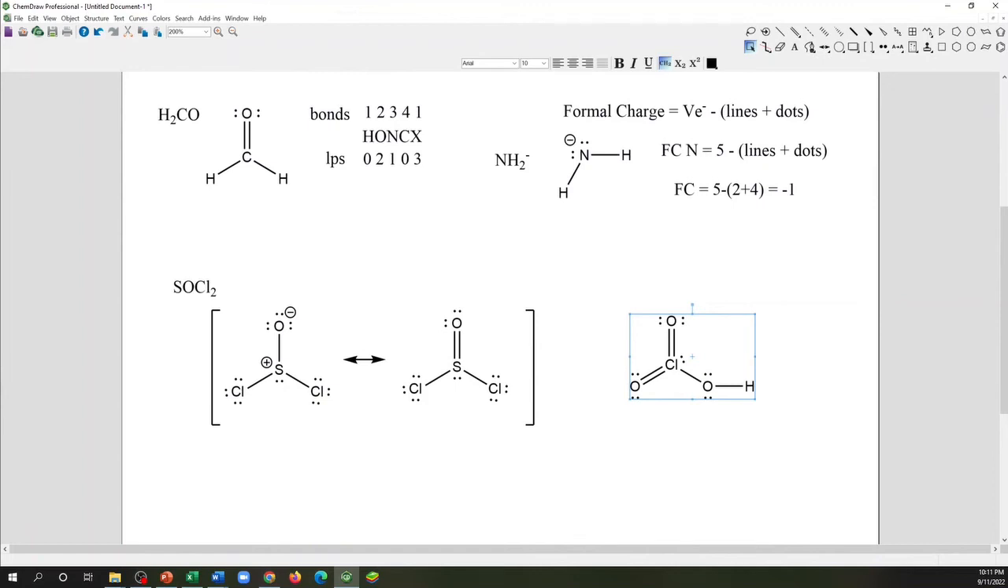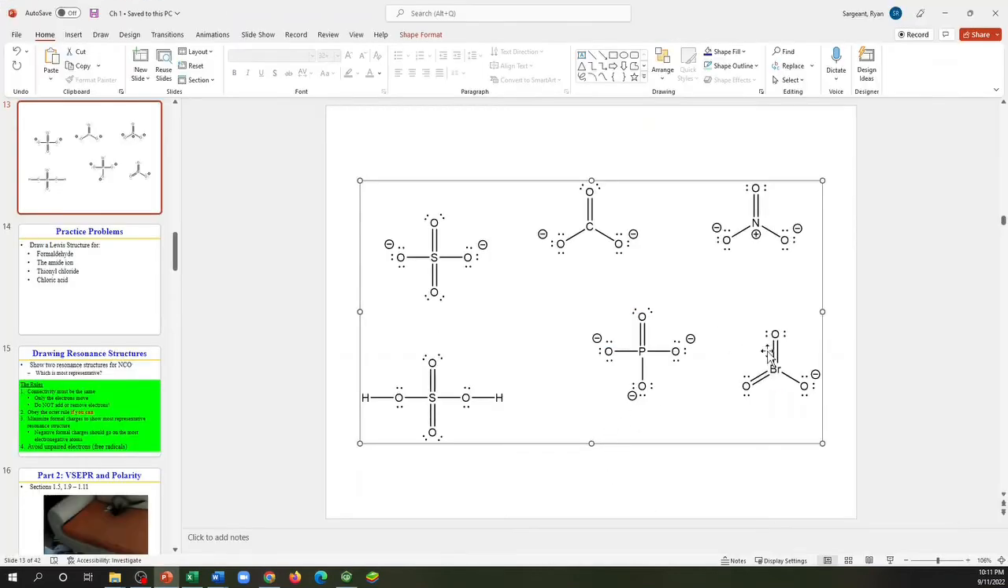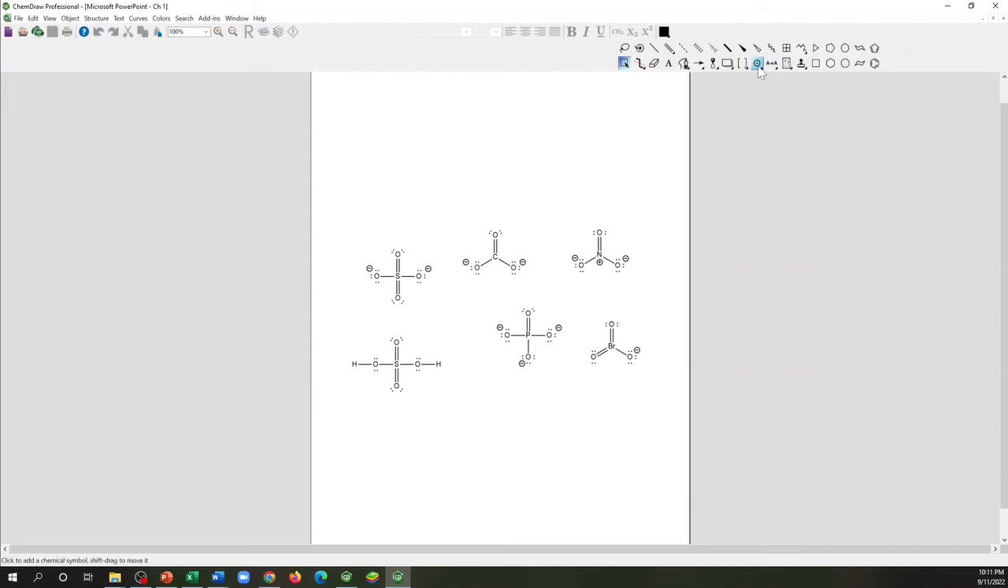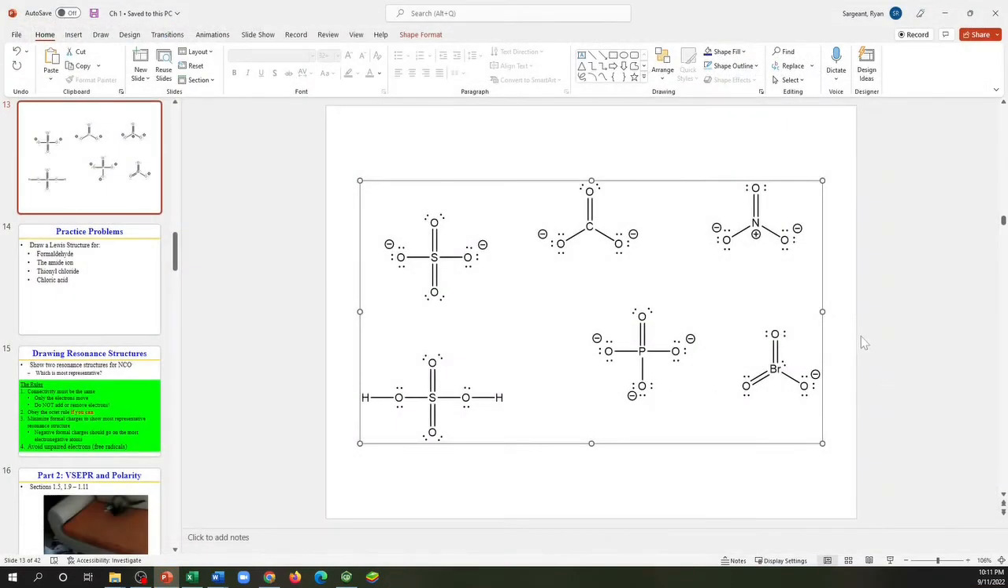That means I need to go back and fix the bromic acid. I think that's the only other error made. So let's go ahead and fix that. You can double click on a ChemDraw picture in PowerPoint and it should load ChemDraw, but occasionally it crashes my entire computer. So we'll see how this goes. I'm going to grab the lone pair tool and drop that on the bromine, and then if I close that out, it should have updated on the PowerPoint slide. Good.